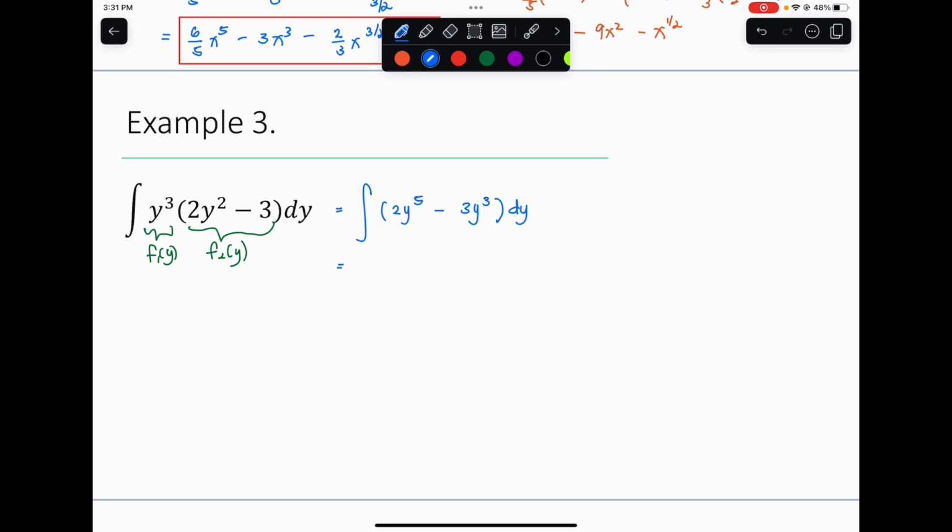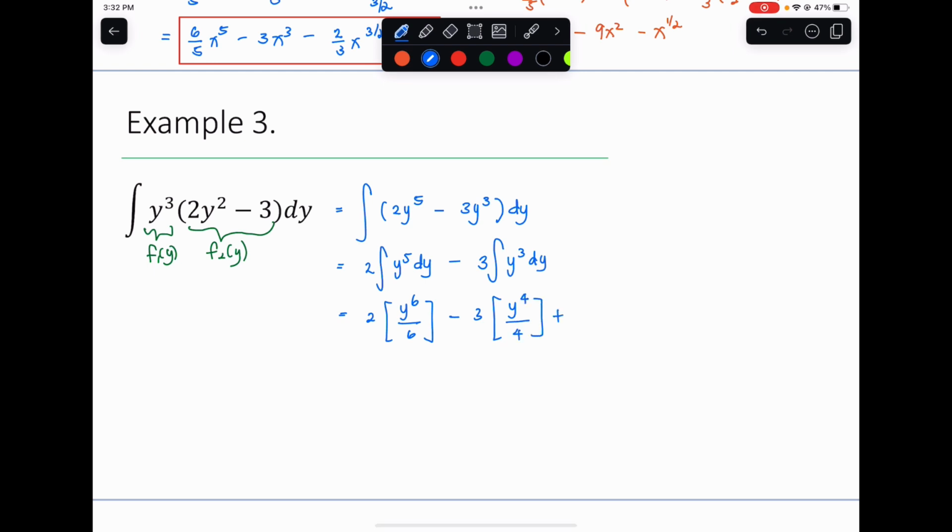distribute. In this case, I'm going to combine right away. So I'll have 2y to the 5th, so I can move out 2, then the integral of y to the 5th dy. And minus, 3 is a constant, so I can move out 3, so minus the integral of y cubed dy. Then we perform the power rule. So y to the 5th becomes 5 plus 1, which is 6, all over 6. So minus 3 multiplied with y, 3 plus 1 will be 4, all over 4, plus c.